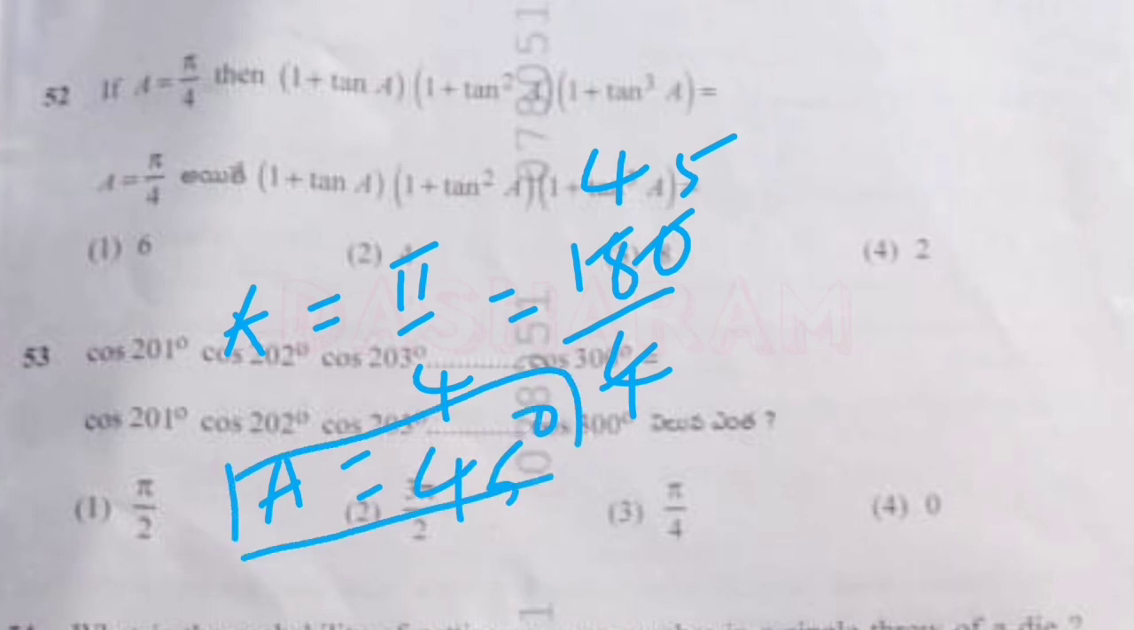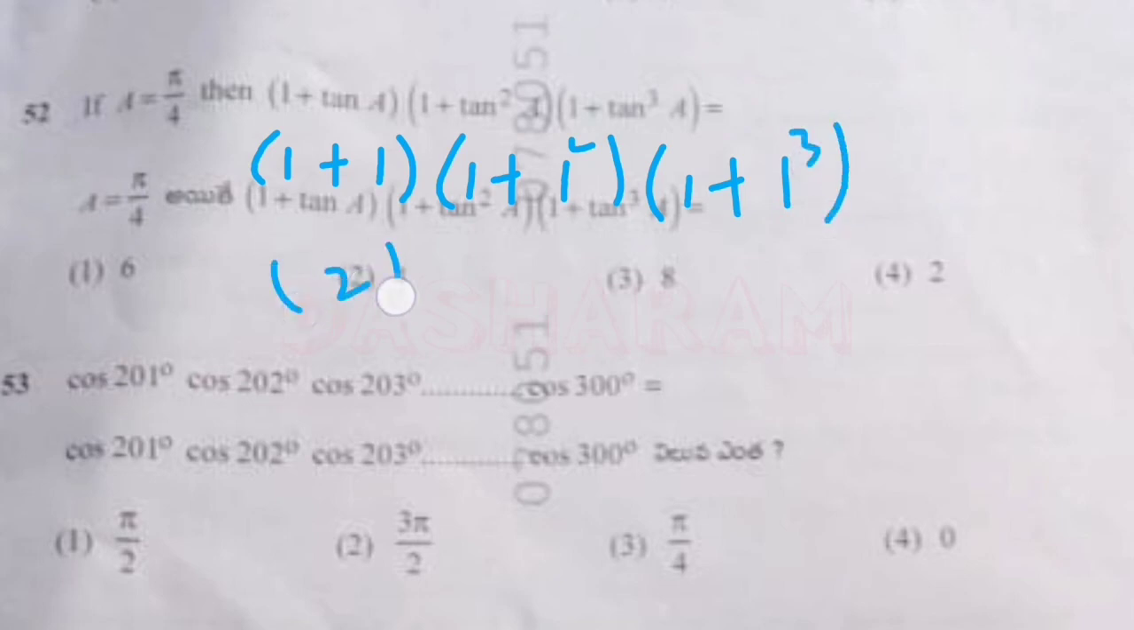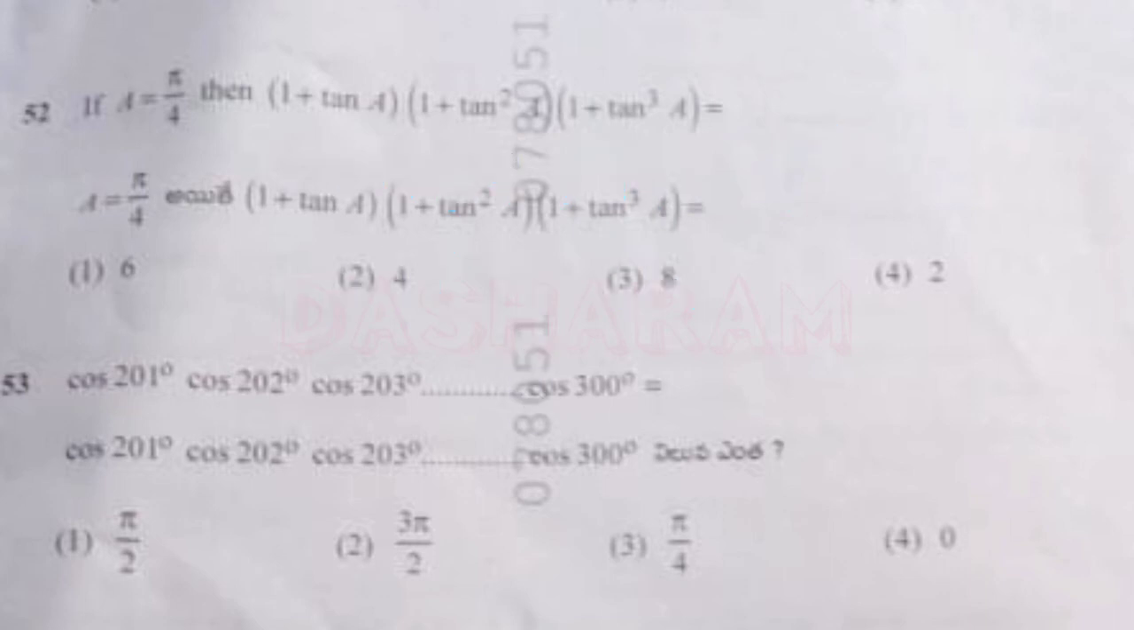Substitute this A value in the given question. So 1 plus tan A value 45. So tan 45 is 1. Next, 1 plus tan square A, so tan square A means 1 square. Next, 1 plus tan cube A is 1 cube. So 1 plus 1 is 2. Here 1 plus 1 square is 2, 1 plus 1 cube also 2, 2 2s are 4, 4 2s are 8 answer. So option 3 is correct.